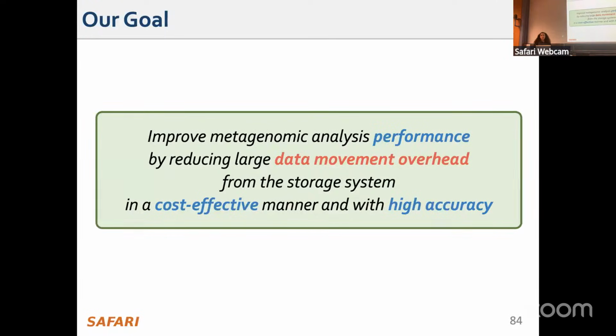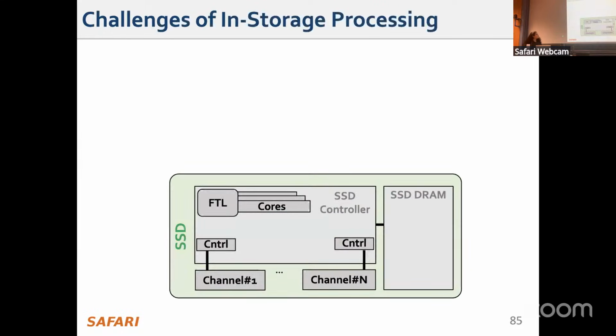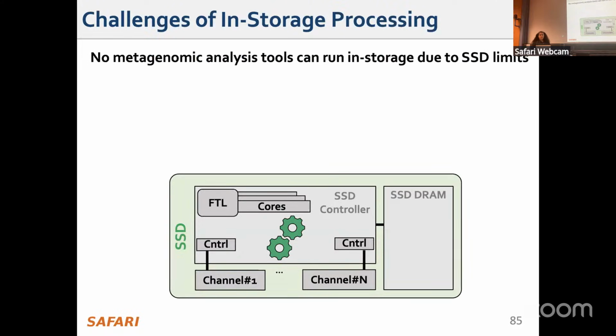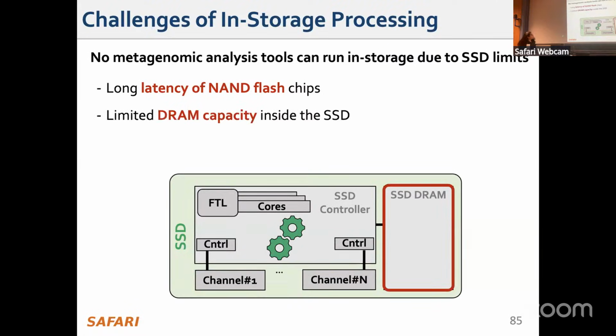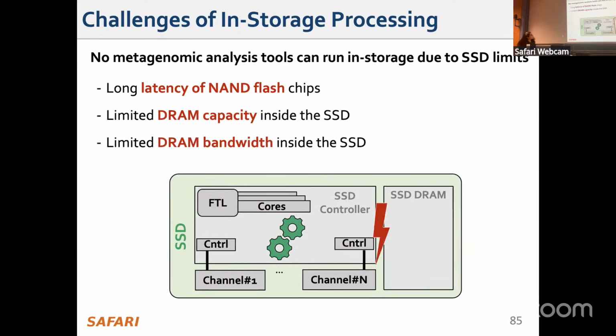Motivated by these points, our goal is to improve metagenomic analysis performance by reducing the large data movement overhead from the storage system, in a cost-effective manner and with high accuracy. So what are the challenges? Of course, as we learned about in storage processing in the previous talk as well, no metagenomic analysis tool can run inside the storage due to SSD limitations. For example, the long latency of NAND flash chips, the limited DRAM capacity inside the SSD, and the limited bandwidth of that little DRAM anyway.